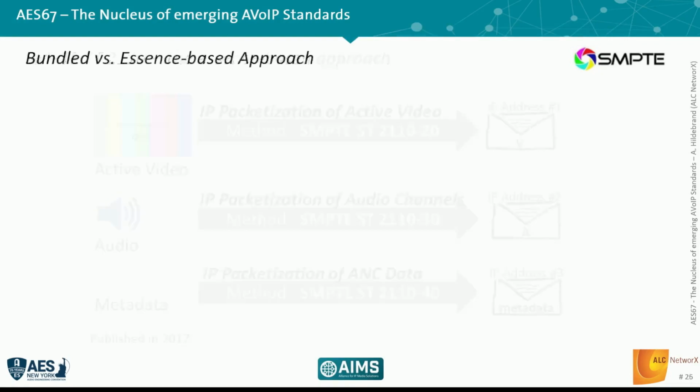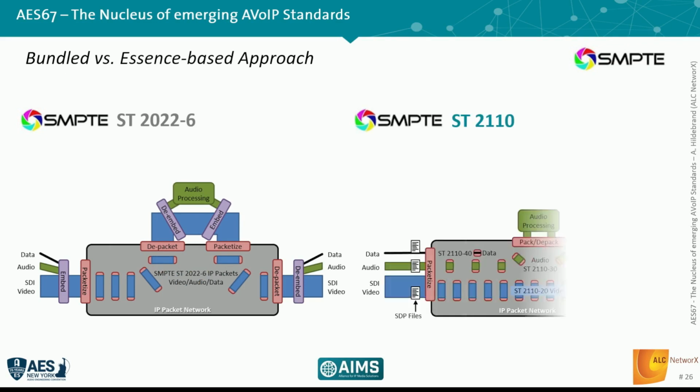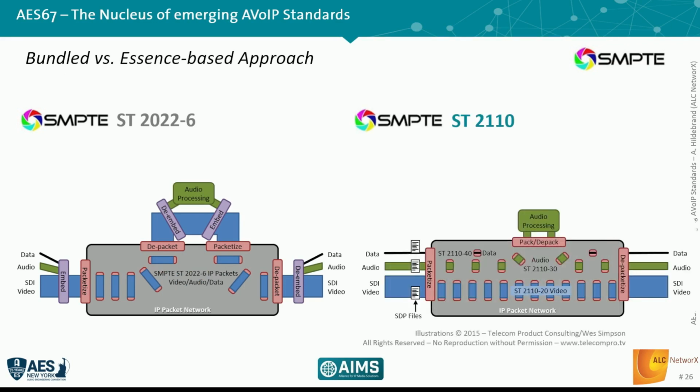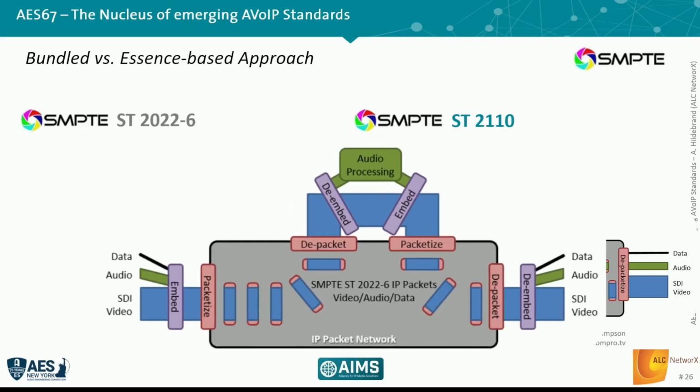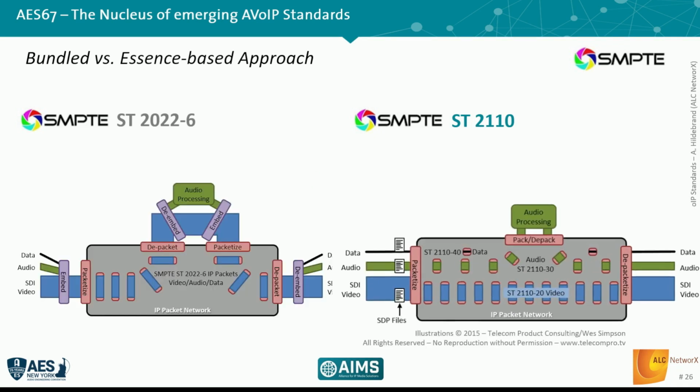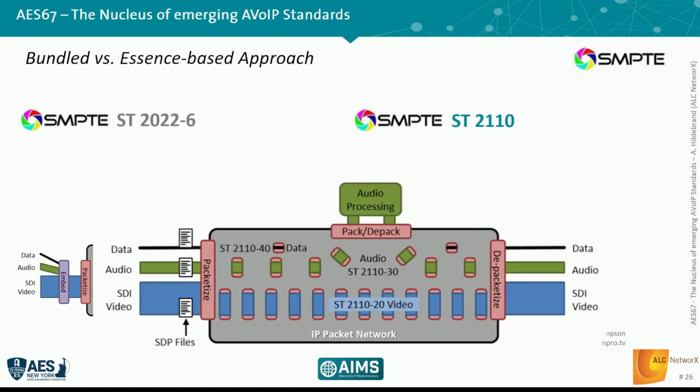Just to give you an idea why we do this, if we look at 2022-6 and imagine a production environment, you know, cameras, vision mixer, audio mixer, whatever, the problem is that if an audio processing device, like a mixing desk for example, wants to access the audio data, it has to register for the whole SDI stream and has to de-encapsulate the audio, process the audio, and then produce another SDI stream again to put it on the network. So that's a very bandwidth-consuming, time-consuming, resource-consuming process, and that's where the benefit of 2110 comes into play.